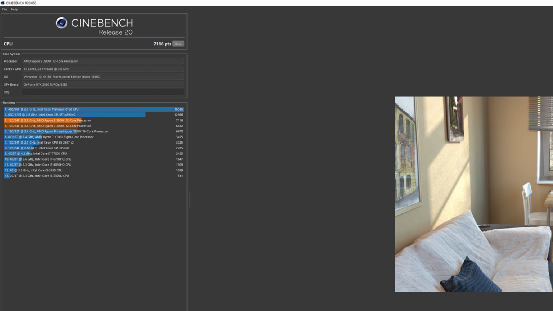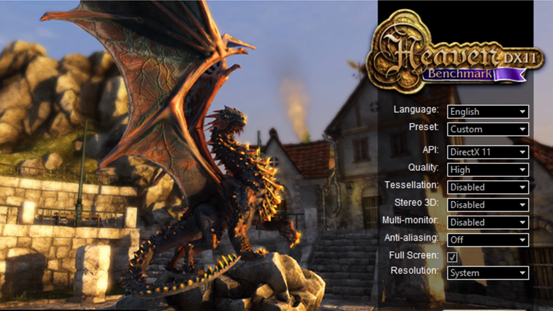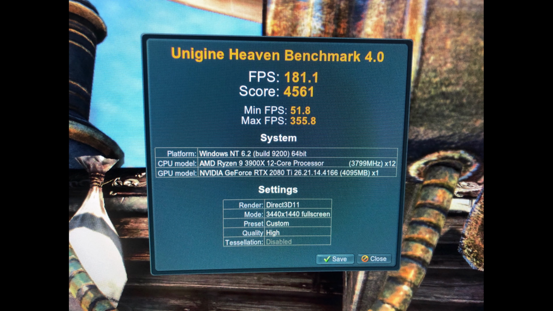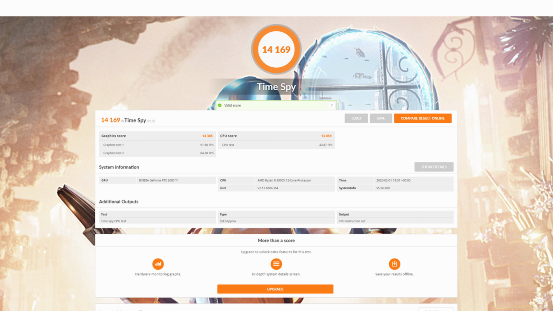So in Cinebench, we got a score of 7,116. Next benchmark, looking at the GPU, we went on to the Unigine Heaven benchmark using the settings that you can see on the screen. So here we got a total score of 4,561 with an average frames per second of 181.1. Minimum frames per second were 51.8 and maximum of 355.8. Next thing, went on to look at the TimeSpy benchmark and a total score here of 14,169. And that was split up to 14,385 for a graphics score and 13,059 for the CPU score.